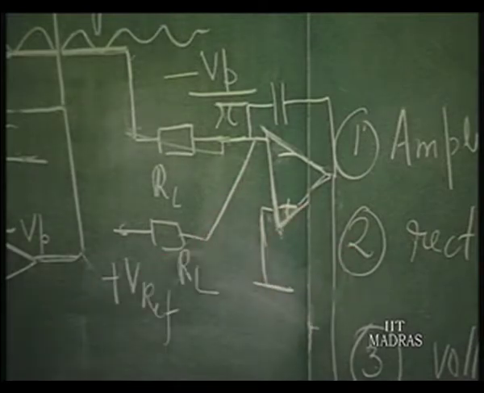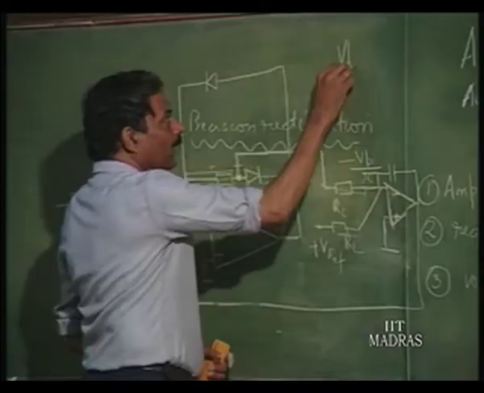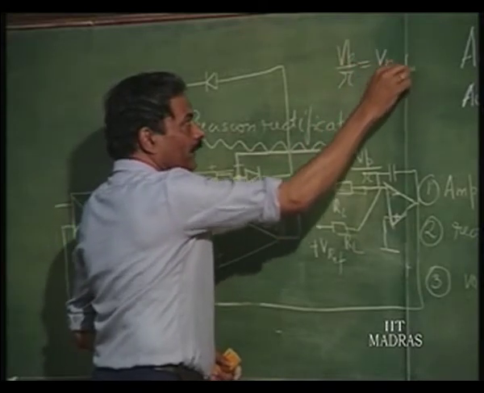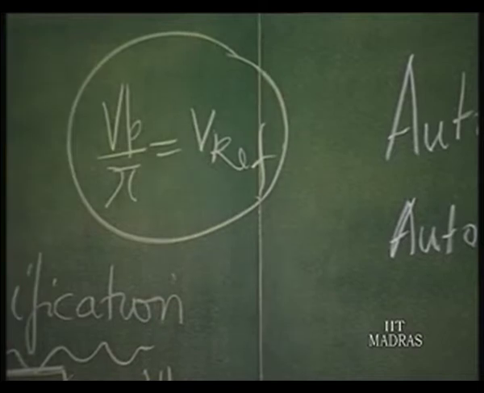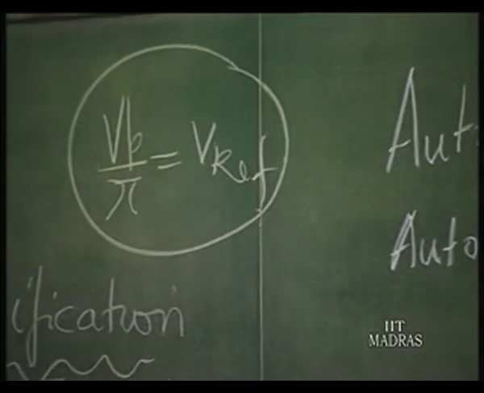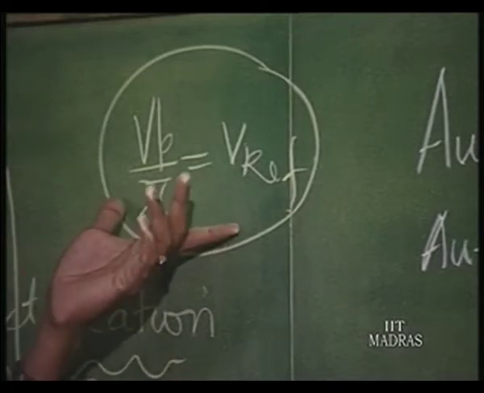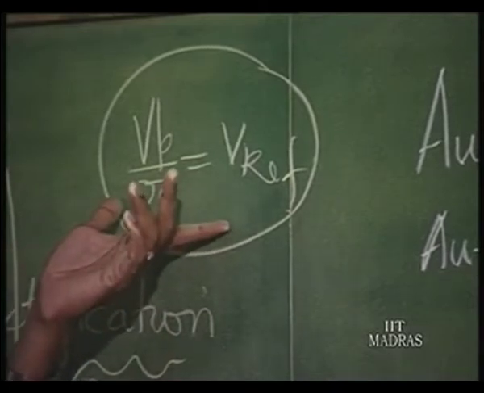That means, what is the amplitude of stabilization? Vp by pi becomes equal to V reference. So, Vp is equal to pi into V reference. I can therefore vary V reference and adjust it to any voltage I want, okay, at the output.